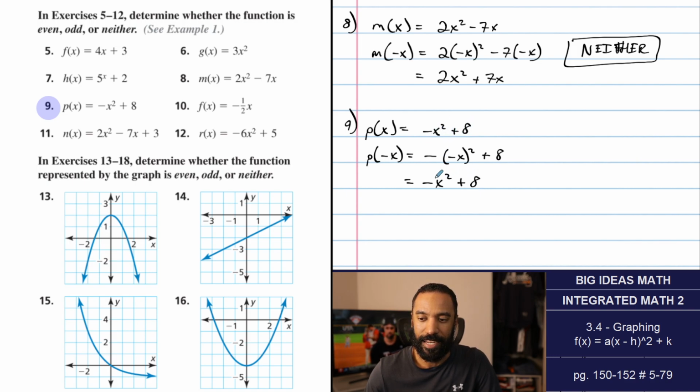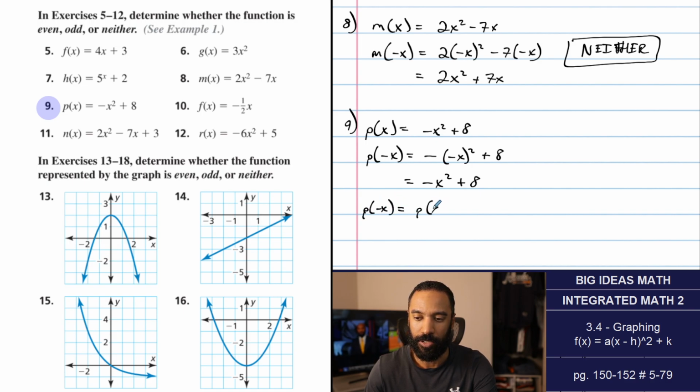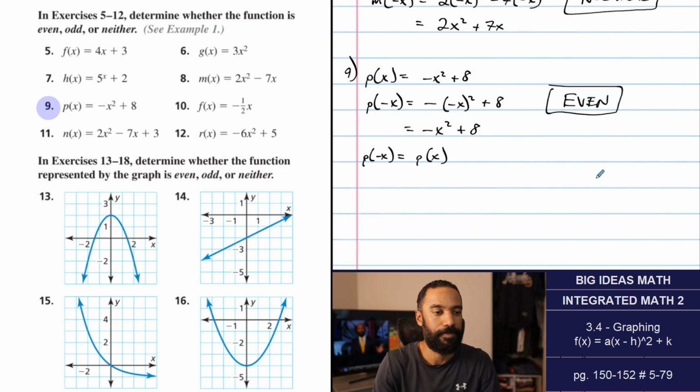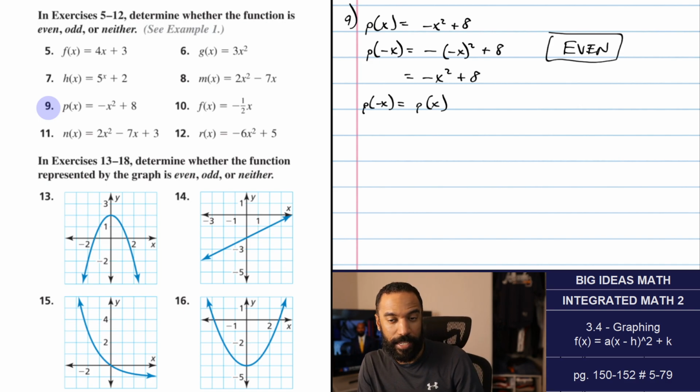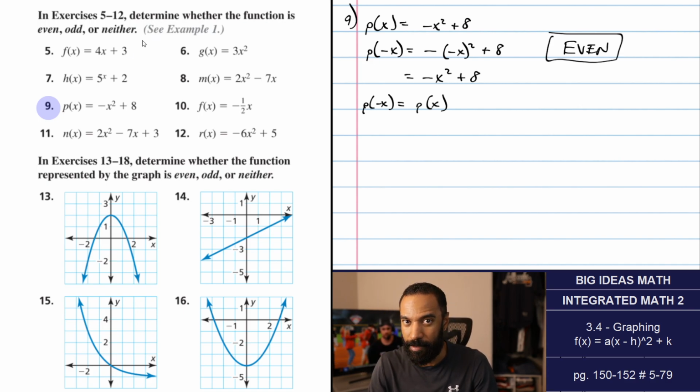These are identical. So p, not g, p of negative x is the same thing as the original p of x. That makes this, once again, an even function when they are identical to each other. Remember, this is for any x, right? I can plug in 3 and negative 3 and see that I get the same value out. 10 and negative 10, or x and negative x, and see what happens, just like I did.